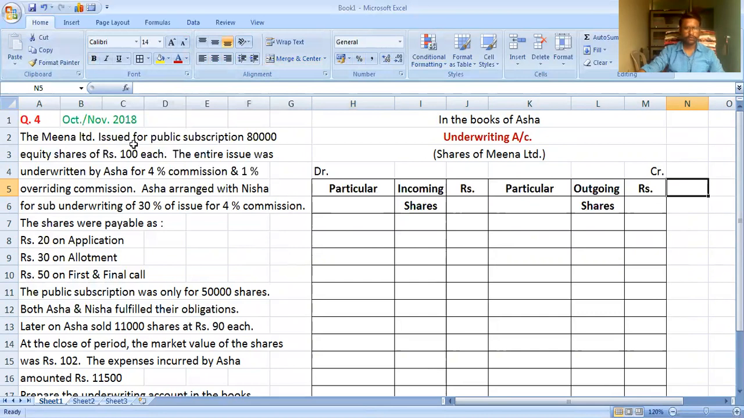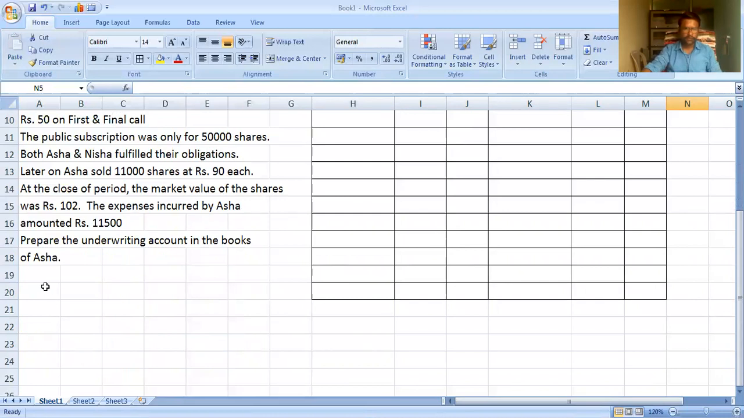Meena Limited issued for public subscription 80,000 equity shares of ₹100 each. The entire issue was underwritten by Asha for 4% commission and 1% overriding commission. 4% plus 1% is the total commission of the underwriter. Overriding commission is the provision for making the sub-underwriters' commission. Asha arranged with Nisha for sub-underwriting of 30% of the issue for 4% commission. Here 4% is the commission of the sub-underwriter. The shares were payable as follows: ₹20 on application, ₹30 on allotment, ₹50 on first and final call. I am taking working notes.